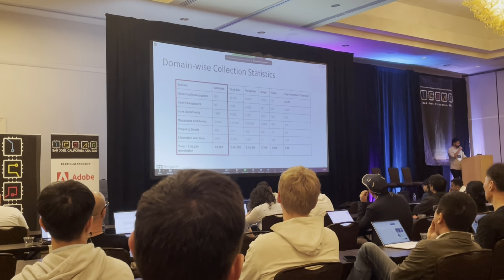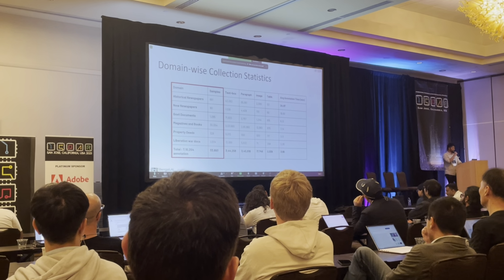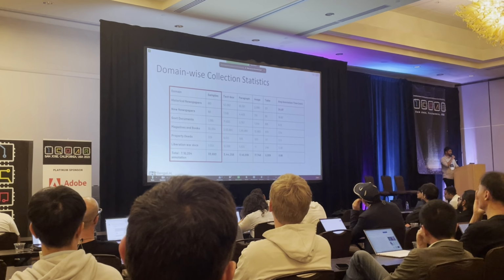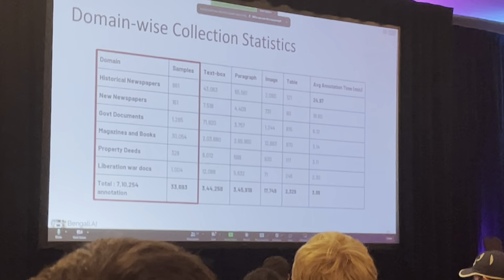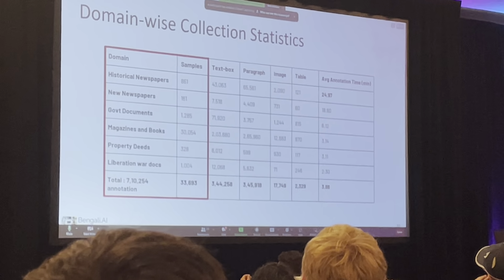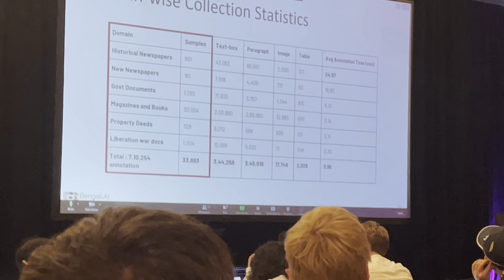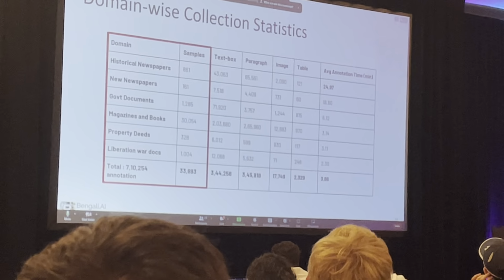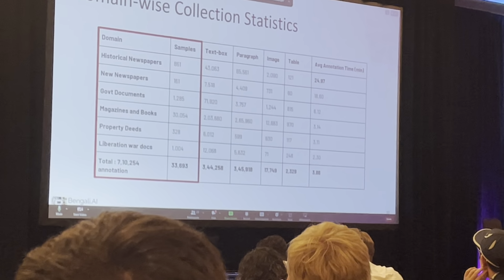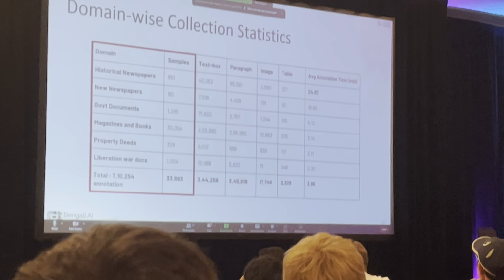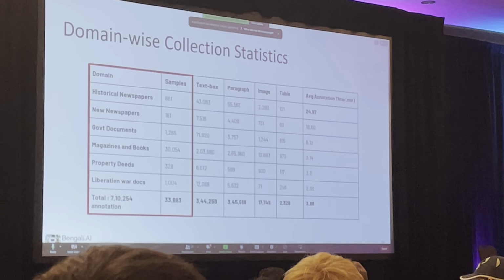If you look at the stats of the collected documents, we see that a large chunk of the documents are coming from the magazines and books domain. The reason is that the magazines and books domain itself has so much diversity and variation that a lot of the samples we're annotating come from there. There are comic books, there's regular poetry, so there's just text and paragraphs. There is a lot of diversity there that we get annotated.